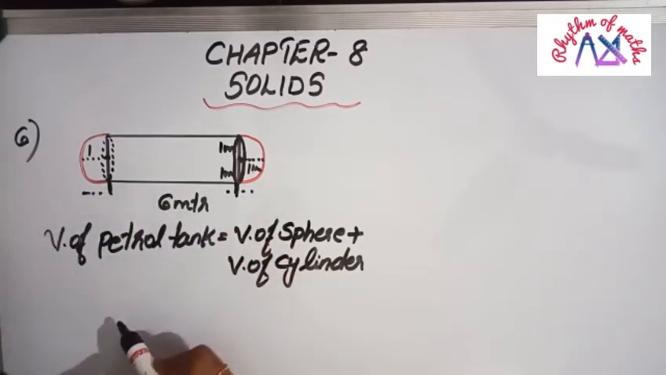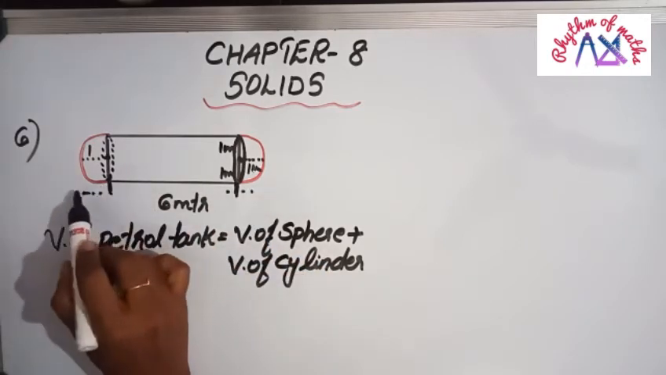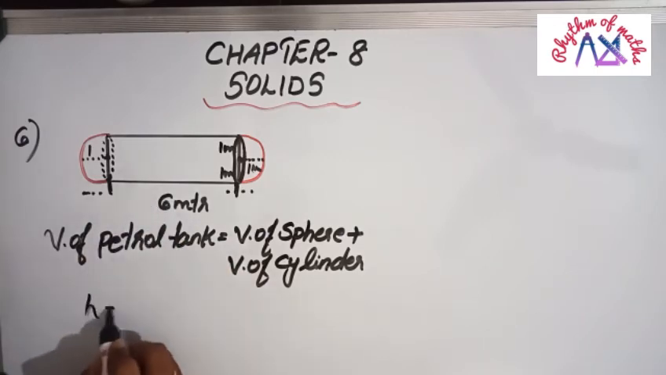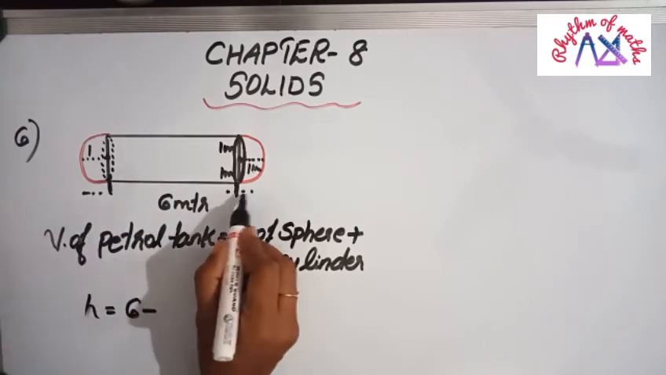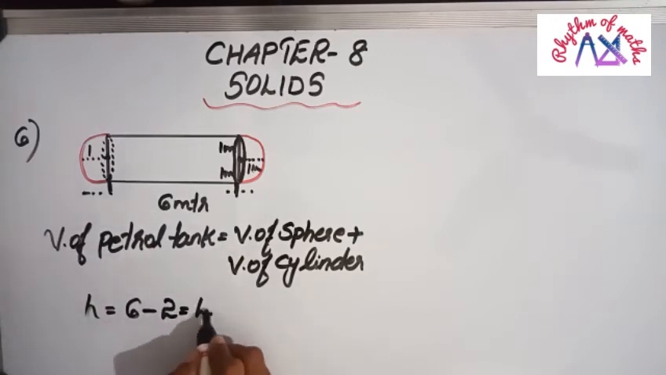Total is 6 meters. From here to this portion is 1 meter, and from here to the first hemisphere is also 1 meter. So the remaining will be what? H is equal to 6 minus 1 here, 1 here. So total 2. So 6 minus 2 equals 4 meters will be the height.